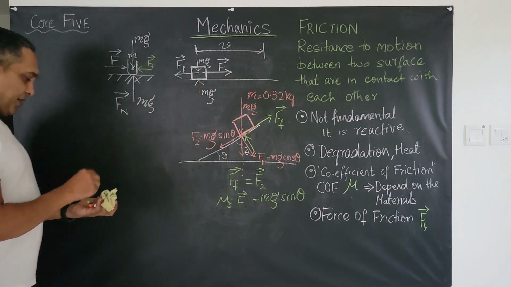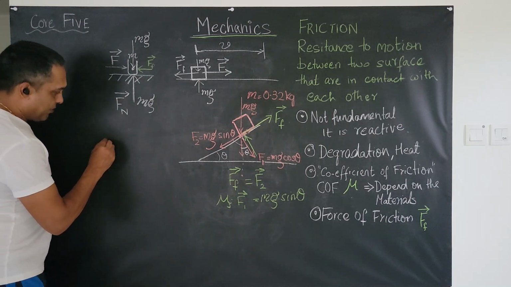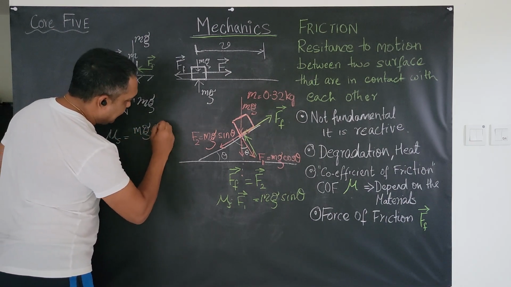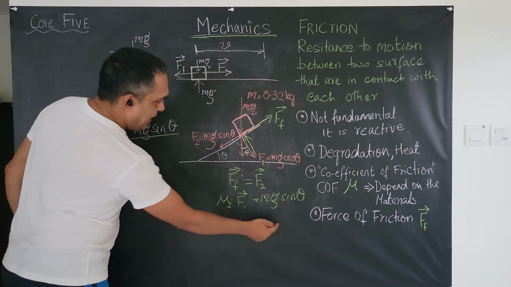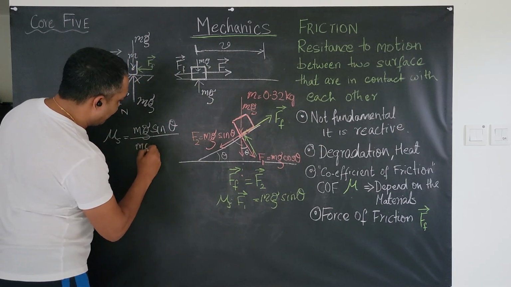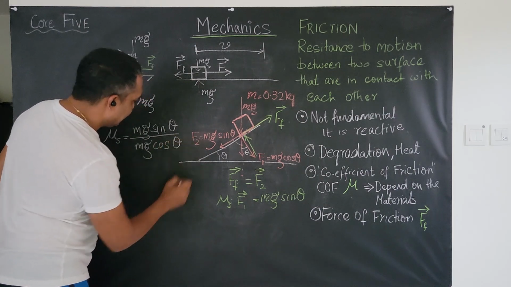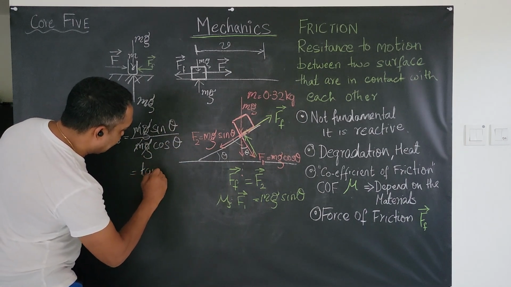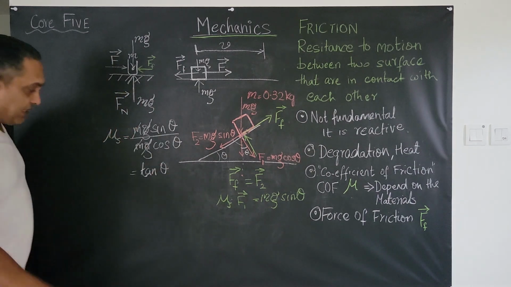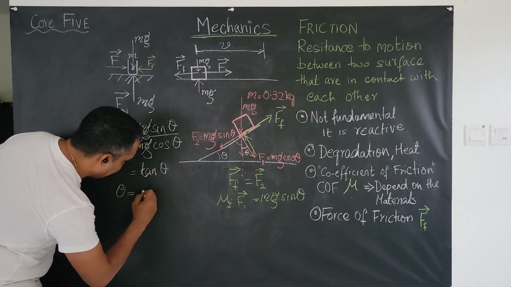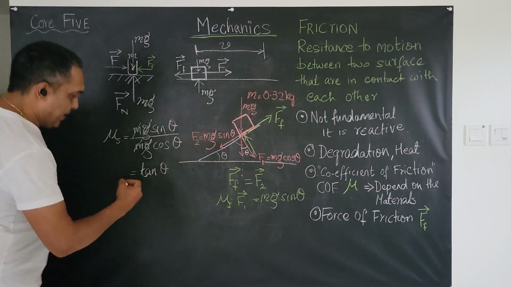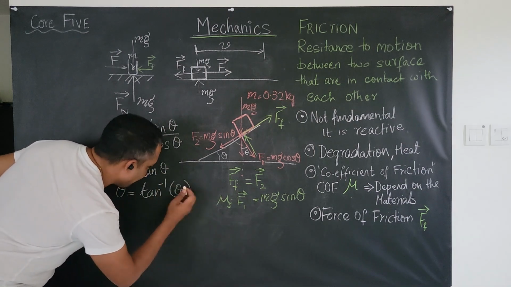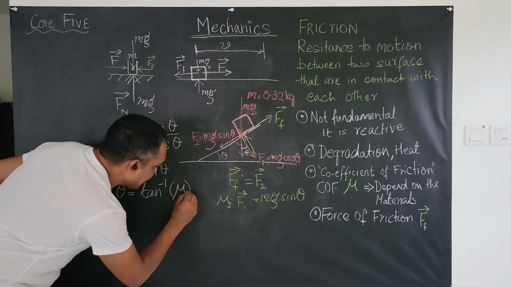I'm going to work the manipulation out, but you probably figured it because I could write mu static now as equal to m times g sine of theta divided by F1. F1 is nothing but m times g cosine of theta. Cancel, cancel, cancel, cancel. Sine by cosine, you guessed it, is nothing but the tangent of theta, which means I could write theta is equal to, some people call it the arc tangent, some people call it the inverse tangent. I want to just write it as tan inverse of mu, in this case, mu static.